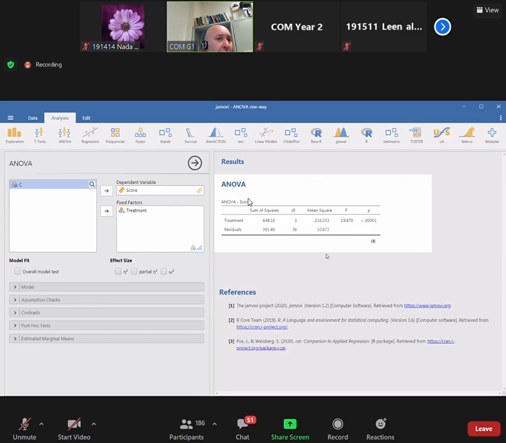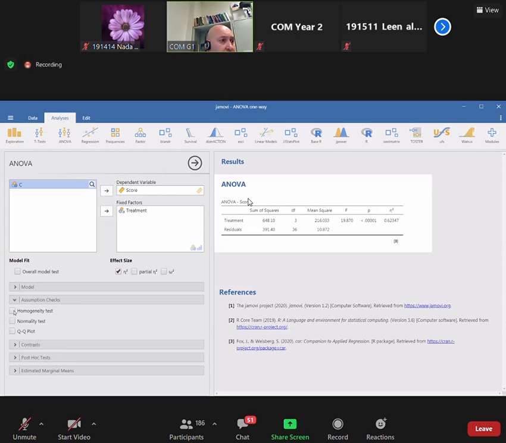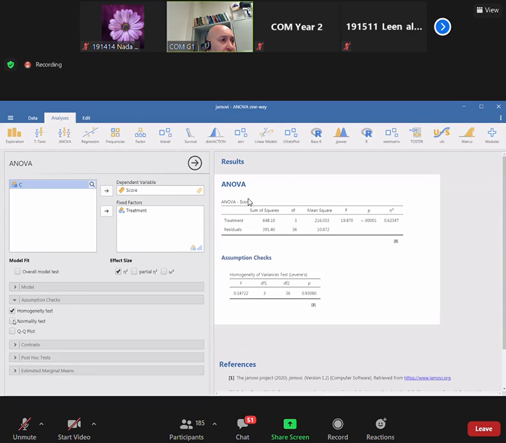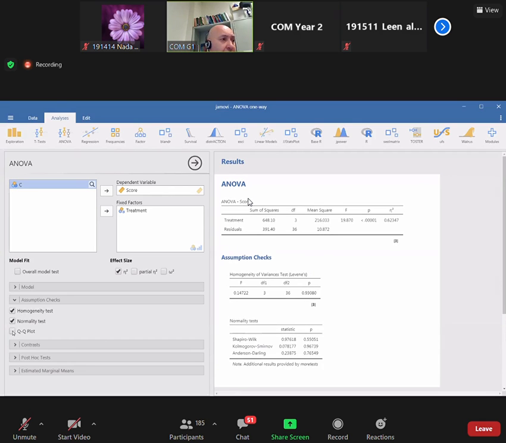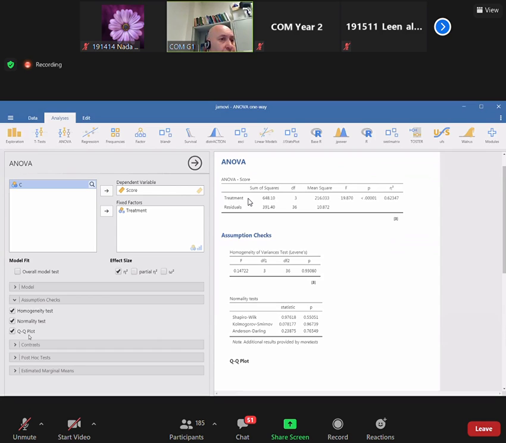Okay, so this is the basic result. I can select the effect size. It tells me what proportion of the variability is explained by the treatment. I'll come on to that a bit later on. Okay, we could also do some assumption checks, which I mentioned. So there's the homogeneity of variance, which we can check. There's the normality, and the QQ plot is also looking at the normality.